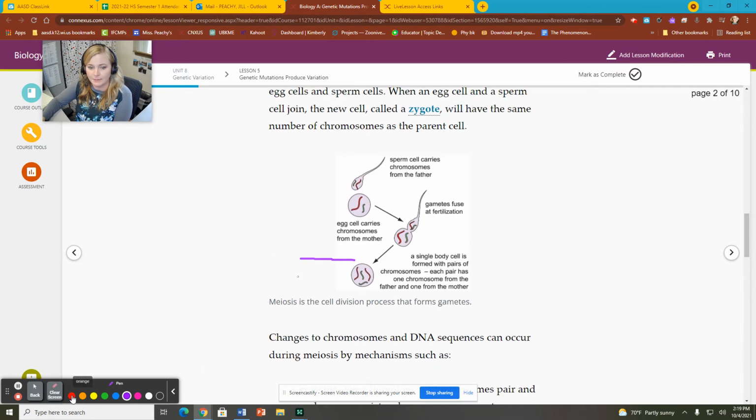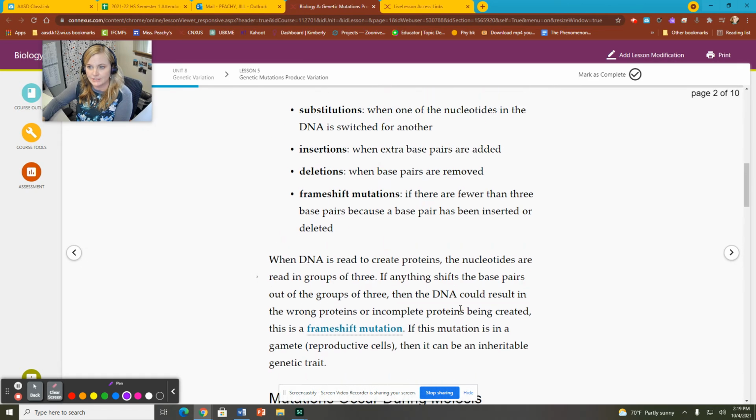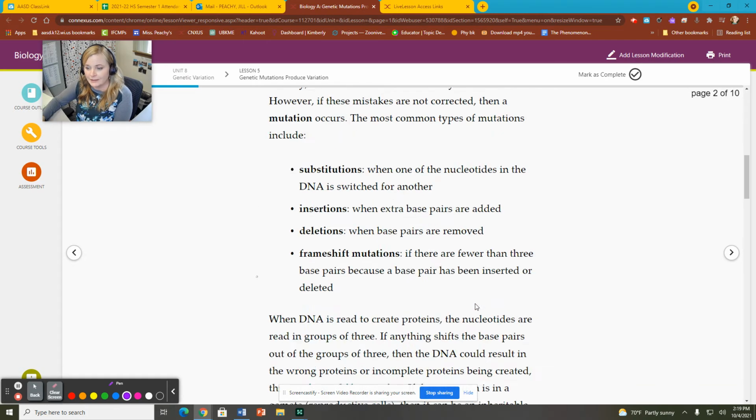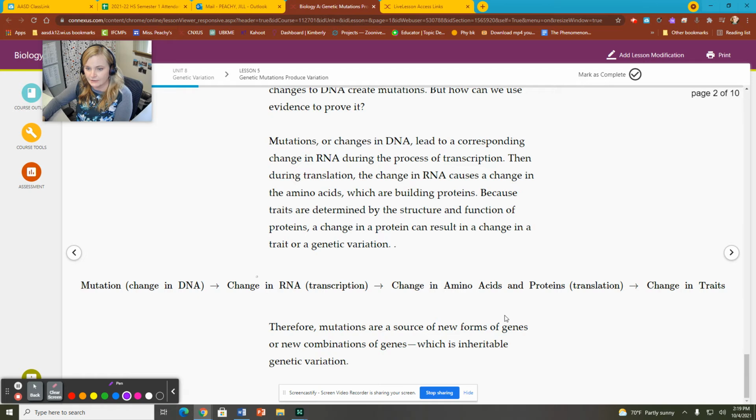The other things that cause mutations are sometimes errors in the whole process of replication. So I love this down here. Where is it? Right here.